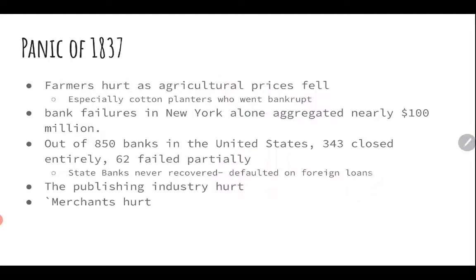the Panic of 1837. And in this panic, farmers are really hurt because agricultural prices are going to fall. People who are particularly hurt are going to be cotton planters who over speculated. If I imagine that cotton was always going to go up and I'm investing and investing and investing, it's kind of like a bubble. There are a lot of bank failures. Out of 850 banks in the U.S., 343 closed. State banks are never going to really recover. They defaulted on foreign loans, which also hurts the merchants. The publishing industry is going to be hurt. This is like a serious depression.